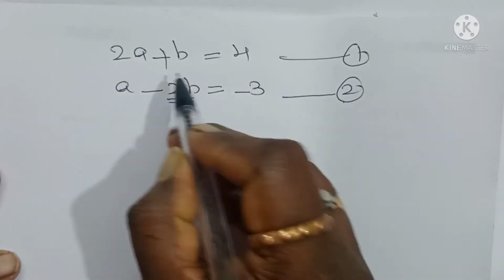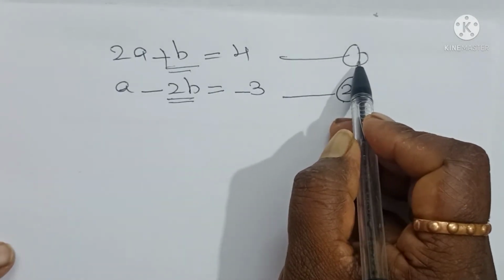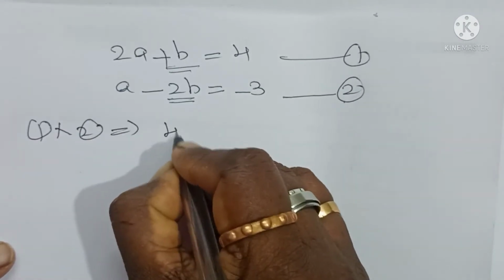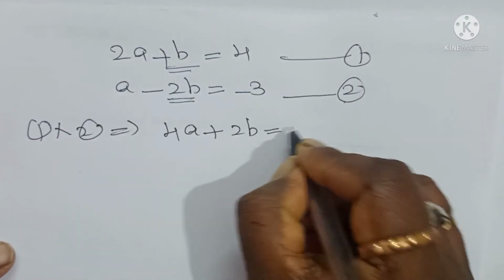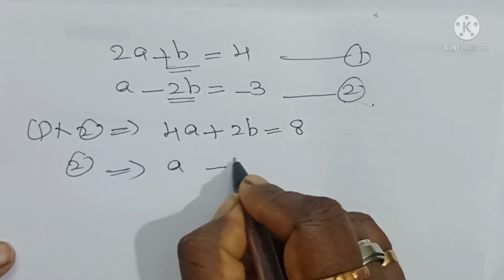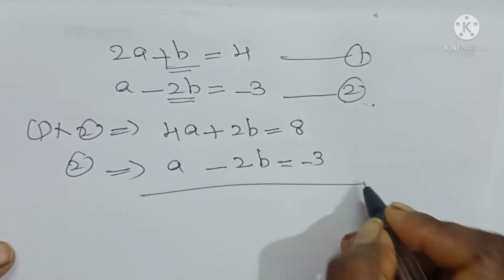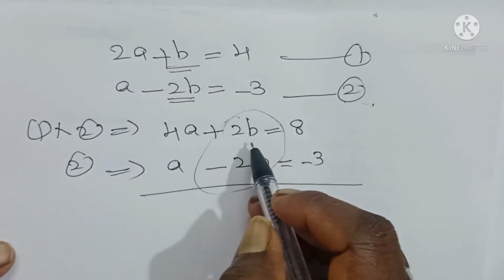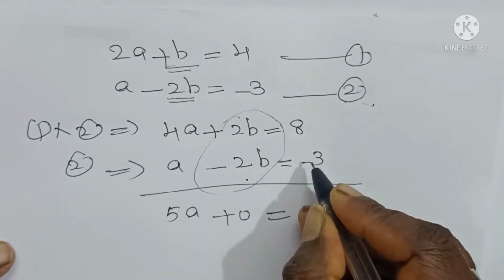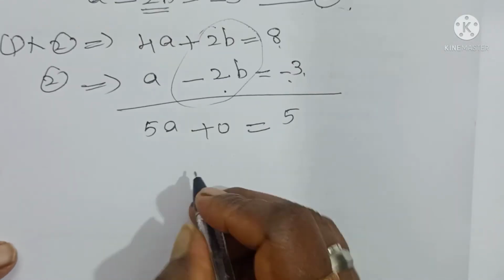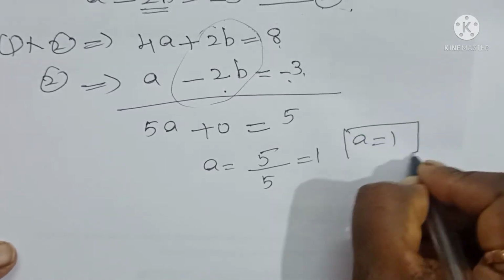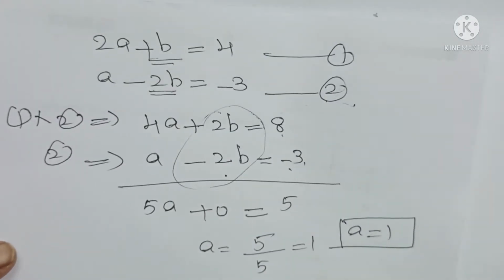First of all, write these two equations. Here 2B, here B only. So you have to multiply the first equation by 2. So 4A plus 2B is equal to 8. Then write the second equation, A minus 2B is equal to minus 3. Then you have to add. If you add these two, the B terms become 0. So 5A plus 0 is equal to 8 minus 3, which is 5. So A is equal to 5 by 5, which is equal to 1. So we got the value of A.